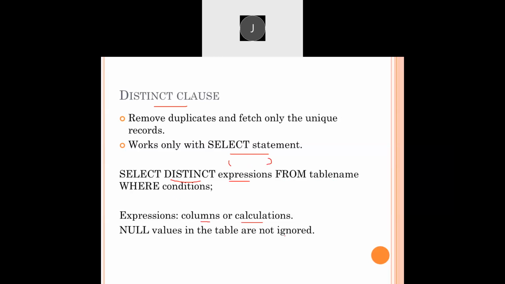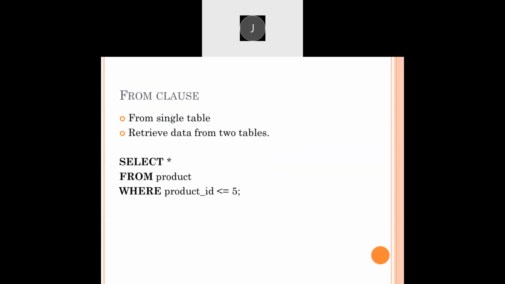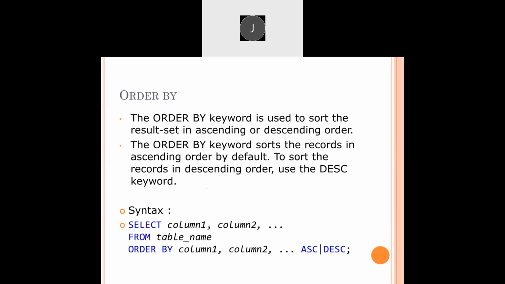Null values in the table that are not ignored, null values will not be ignored, that will also list it. Then the FROM clause: from a single table or which table you are going to get the results, that you will put in the FROM. From table name you will give. You can also retrieve data from two tables, with a comma you can put product and orders, or product and customers, from those many tables it will give the result.